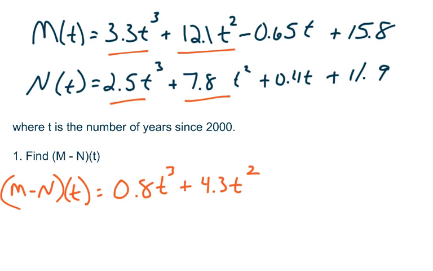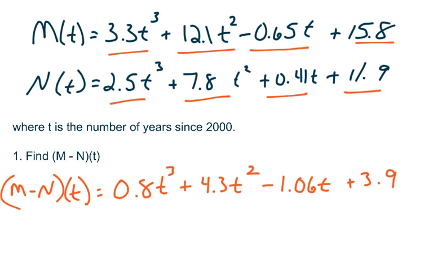And then we do the t values, negative 0.65 minus 0.4. That's actually 0.41. That was where I screwed up when I made this. So I'm going to erase this and try that again. 0.41 t. Okay, so negative 0.65 minus 0.41 gives me a negative 1.06, and that will be t. And then 15.8 minus 11.9, that is positive 3.9. So there's our function M minus N of t.